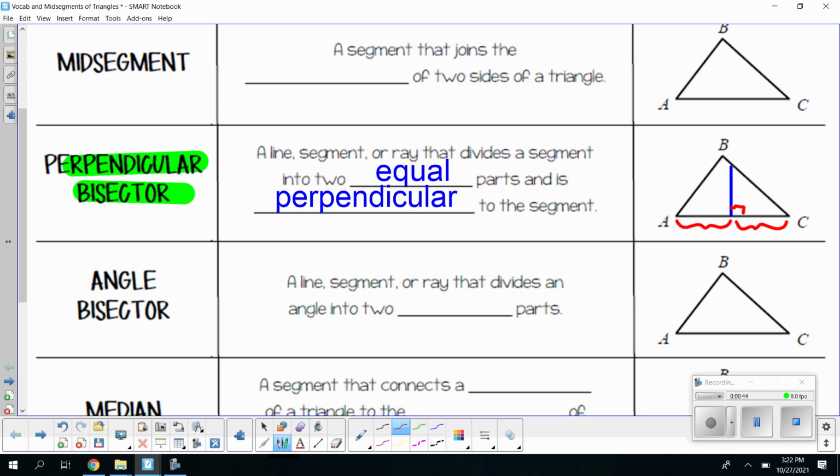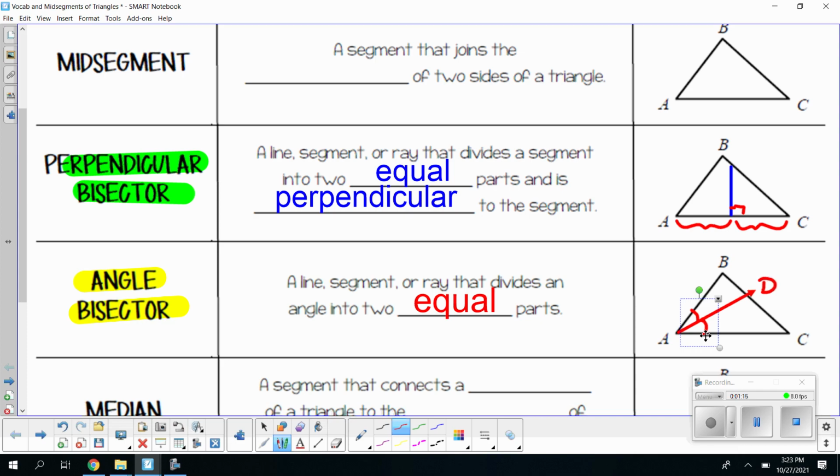The other vocabulary word we're going to look at today is an angle bisector. An angle bisector is a line, a segment, or ray that divides an angle into two equal parts. For example, we have this angle bisector. We call this D out here. This ray cuts the angle BAC into two equal parts so that BAD is congruent to DAC.